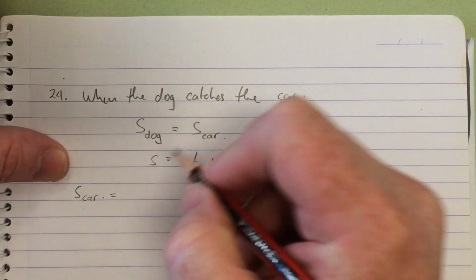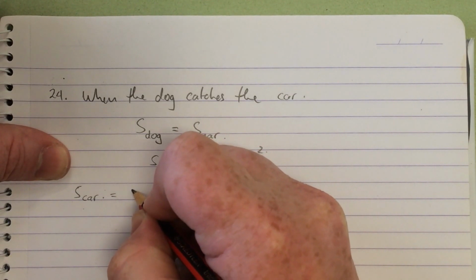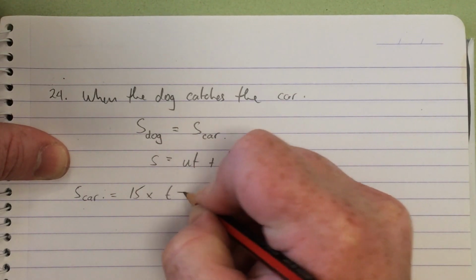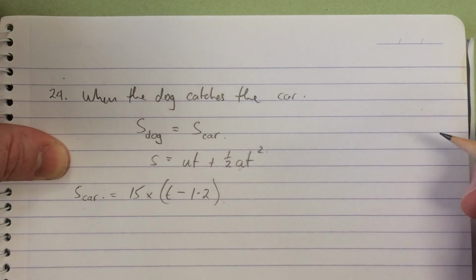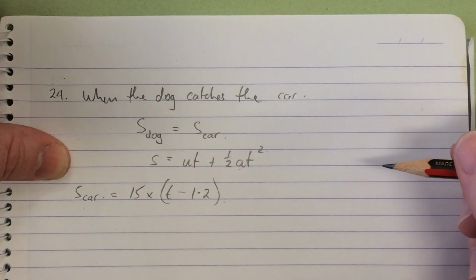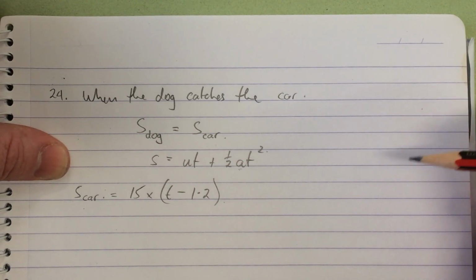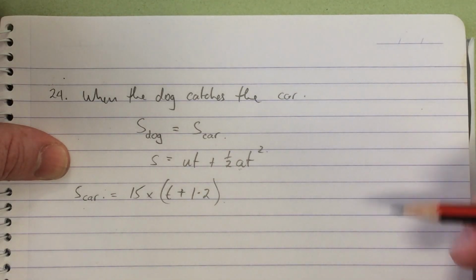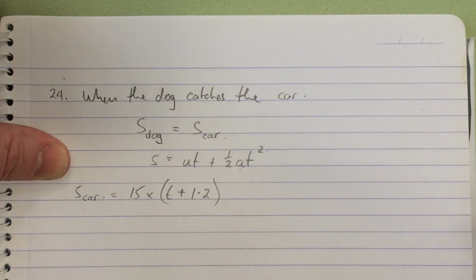So S of the car will be equal to u, the initial speed, so that's 15 meters per second, times the time. So the time is going to be t minus 1.2 seconds, because the car passes the dog 1.2 seconds before the dog actually starts running. Actually, the car's 1.2 seconds in front of the dog. So we're going to make it t plus 1.2 seconds. All right. Now the acceleration of the car is 0, so this second term is going to turn to nothing.